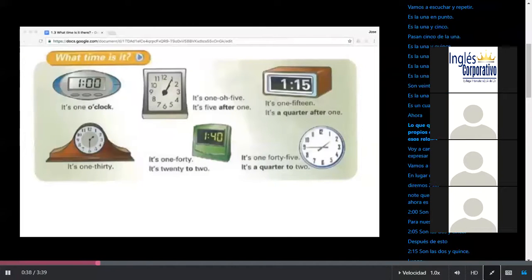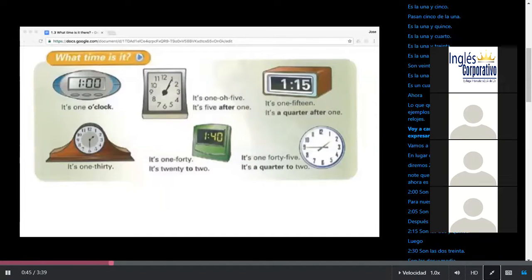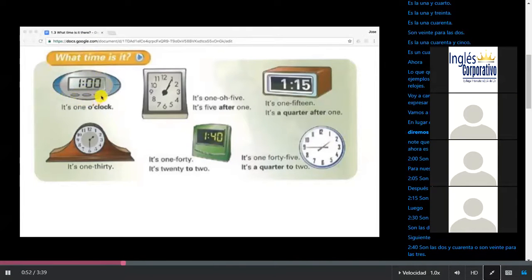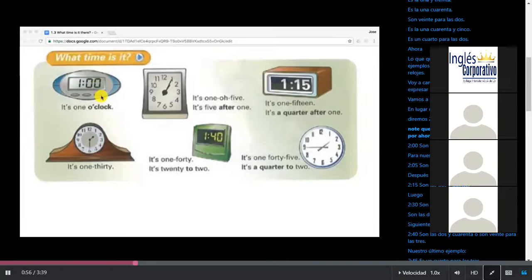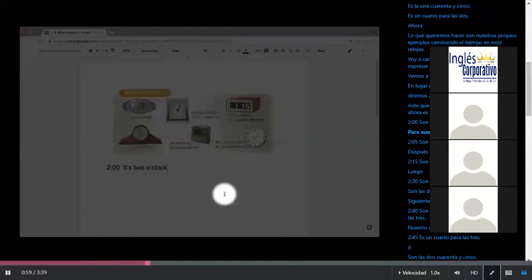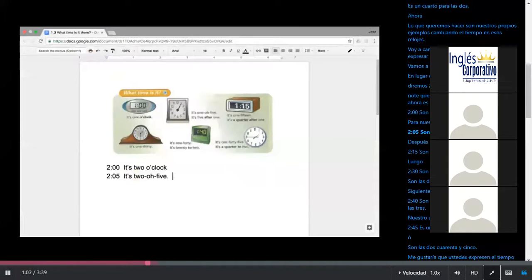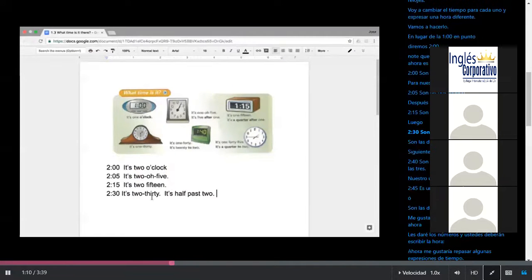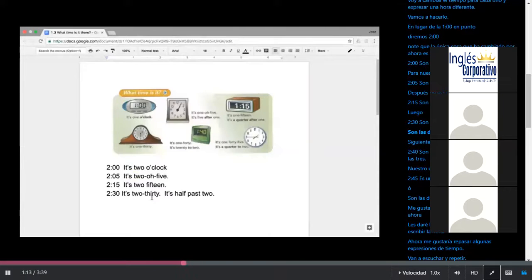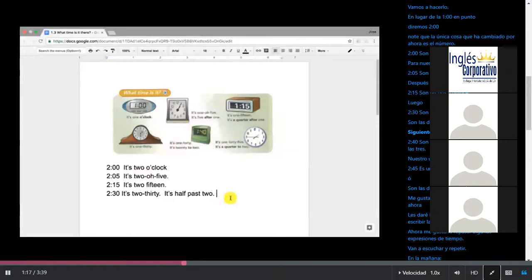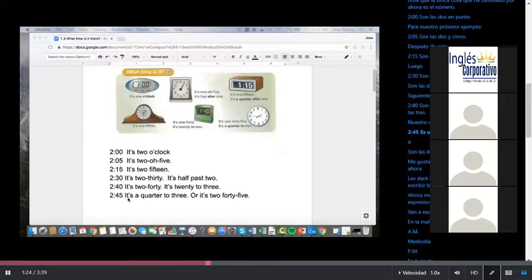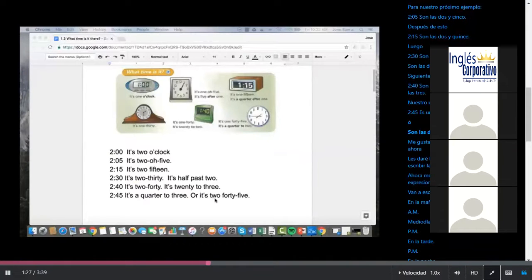Now, what we want to do is make our own examples by changing the time on those clocks. I'm going to change the time for each and express a different time. Instead of 1 o'clock, we will say 2. Notice that the only thing that we will change is the number for now. It's 2 o'clock. For our next example, it's 2:05. After that, it's 2:15. Then it's 2:30. Next, it's 2:40. Our last example, it's 2:45.